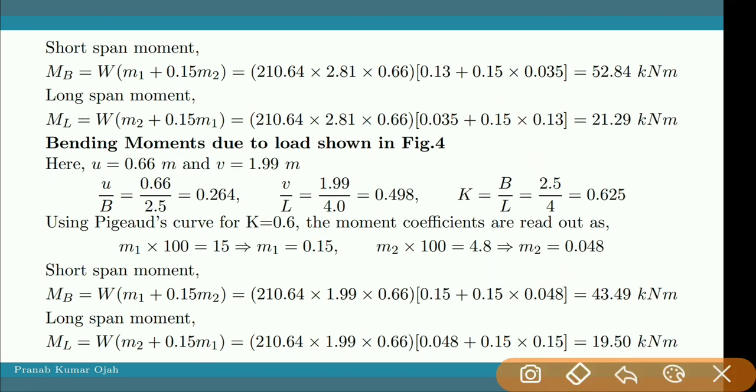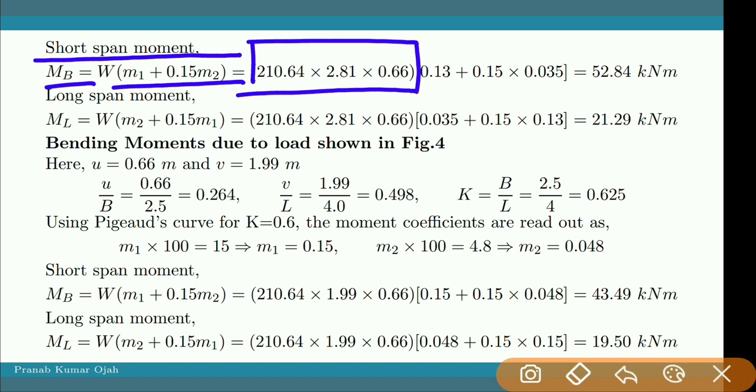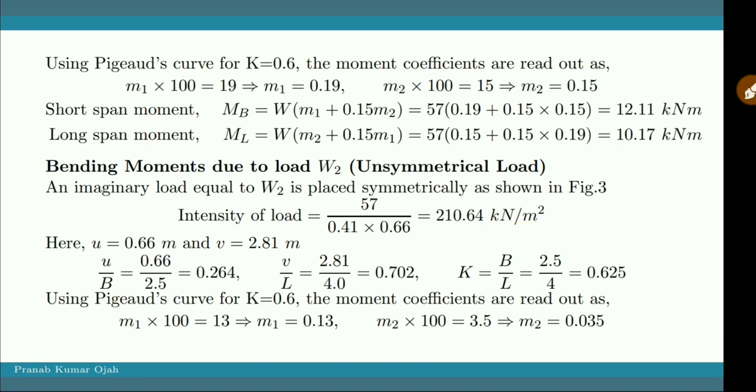Now we have to calculate the short span moment, which is MB. The same formula already we used, W into M1 plus 0.15 M2. Now important thing is, what is the value of W? Unlike the previous case where we used W equal to 57 kilonewton, which was the wheel load, here it will be different. So how it will be different, we will understand.